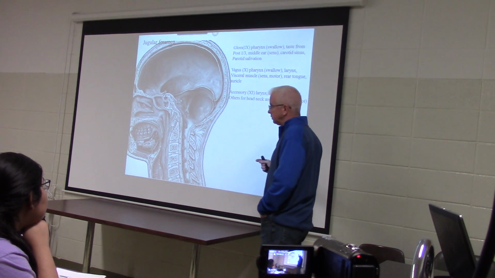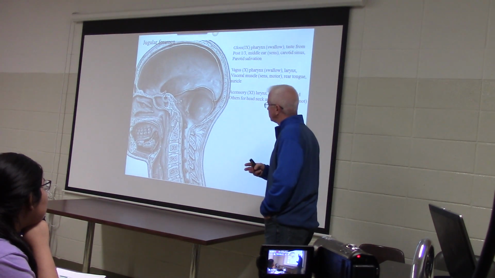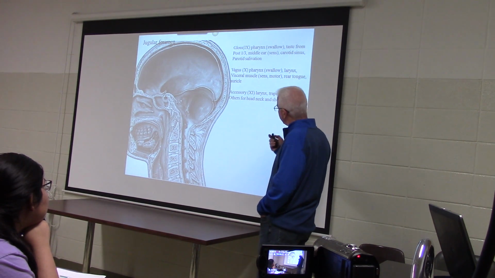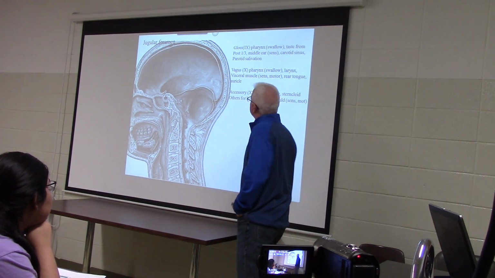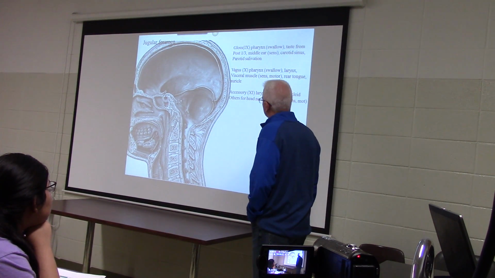There are also nerves. 3 cranial nerves pass through these holes, 3 on each side. They are the 9th, the 10th, and the 11th cranial nerve. The glossopharyngeal, the vagus, and the accessory all pass through the jugular foramen.